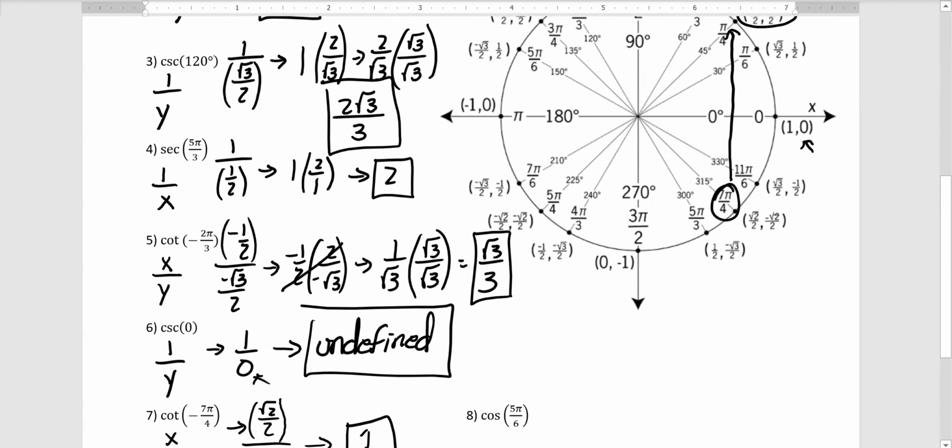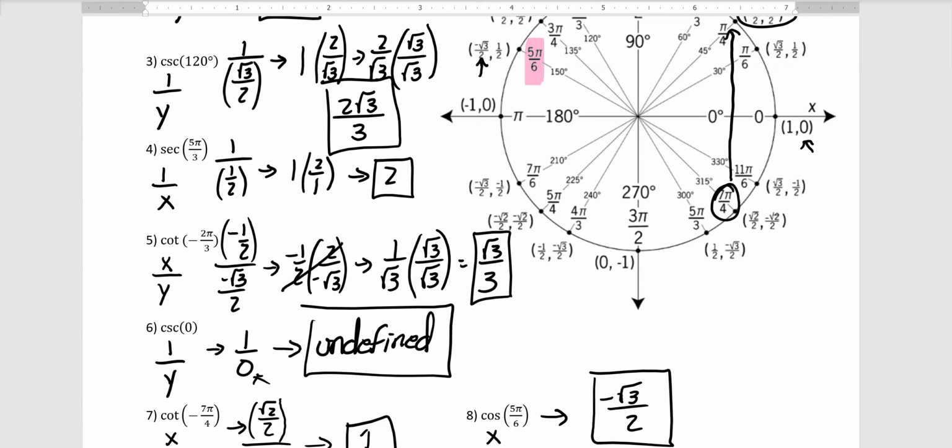Cosine of 5 pi over 6. 5 pi over 6 is right here. Cosine, remember, is the x value. So to find the cosine of 5 pi over 6, I just need this x value here. It is negative root 3 over 2.